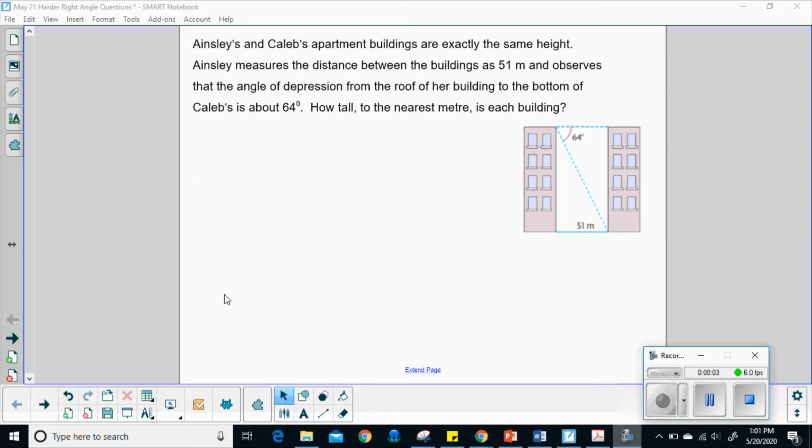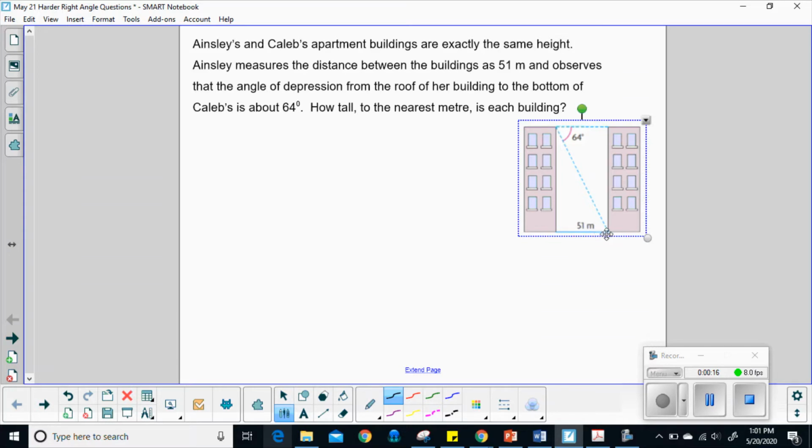Okay, today we're going to use our awesome knowledge of how to solve right angle triangles to solve some more complicated ones. So here, let's see. Ainsley and Kayla's apartments are exactly the same height. Ainsley measures the distance between the buildings as 51 meters. So there's our 51 meters right here.